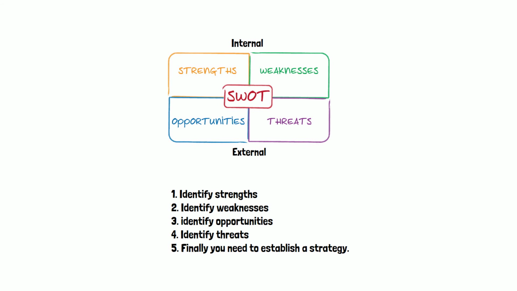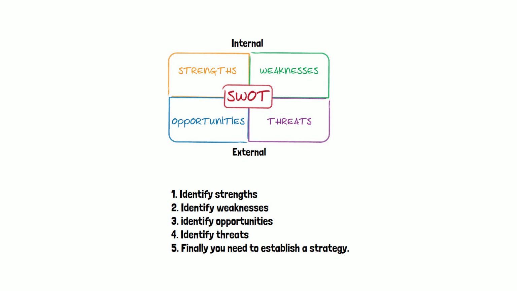Step 3. Identify opportunities. What are external factors that could have a positive impact? Maybe competition or economic context, demographic. And step 4, identify threats. Here we want to analyze external factors of an organization that might have a negative influence.